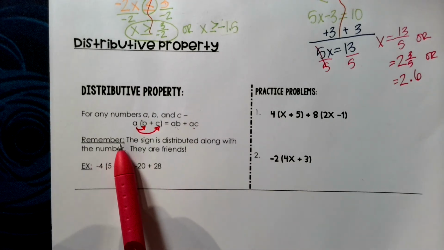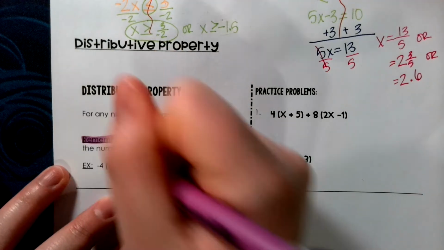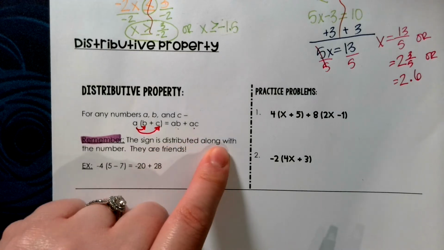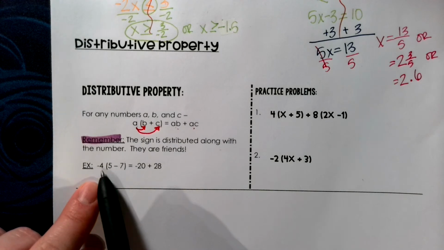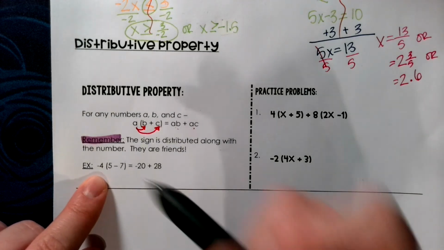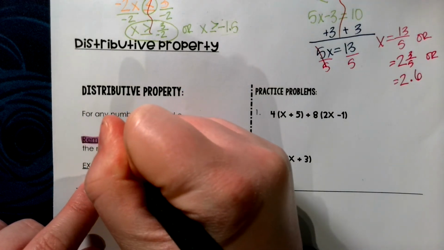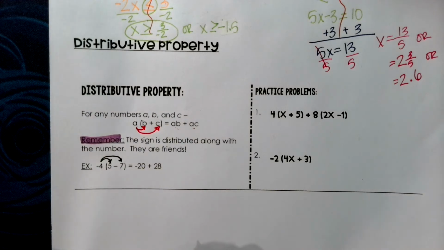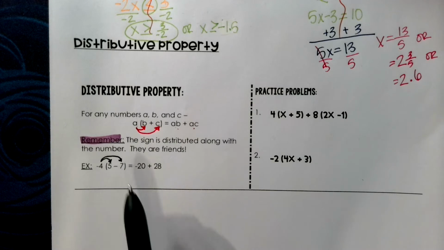It says, remember, little thing for you guys to keep in mind while you're doing these problems. The sign is distributed along with the number. They are friends. So what they mean is, in a situation like this, where this is a -4 on the outside, I have to take that -4 times the 5. That negative is going to come with that 4 times that 7. We have to keep that negative with that 4. They have to go together because, like it says, they're friends. So let's do this first example together.